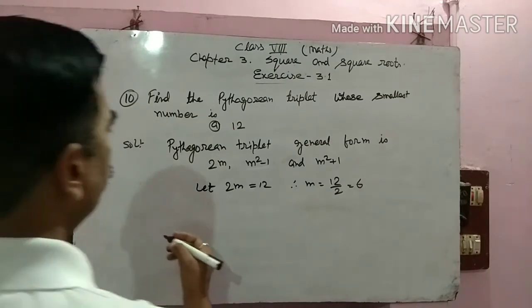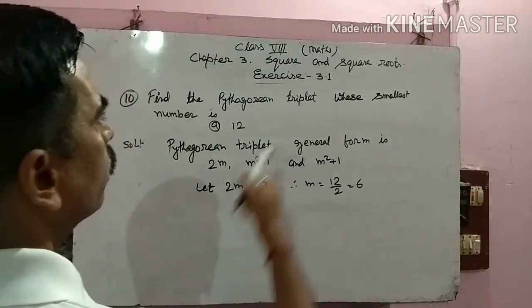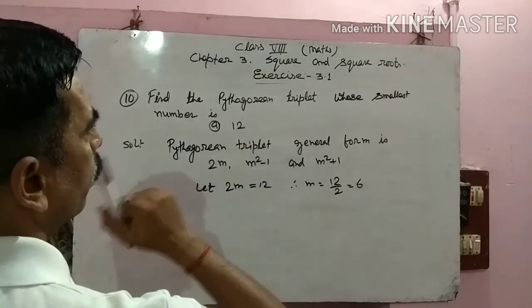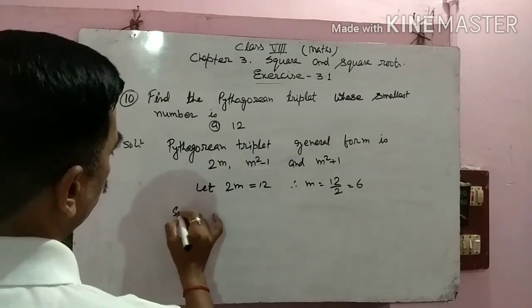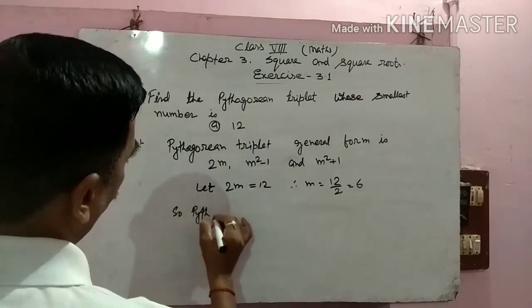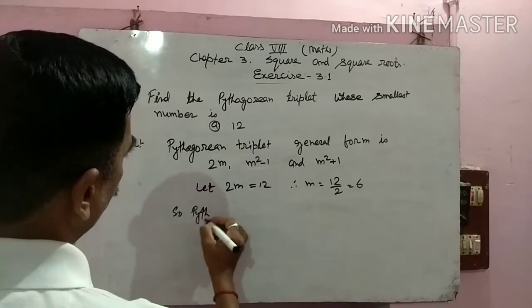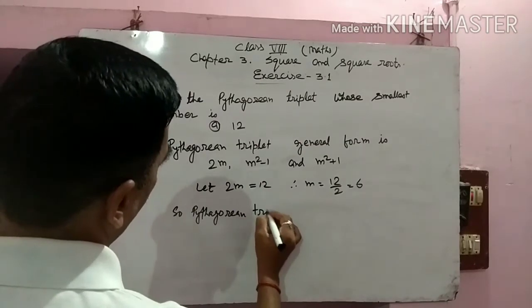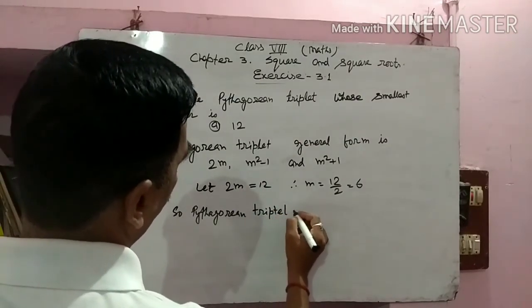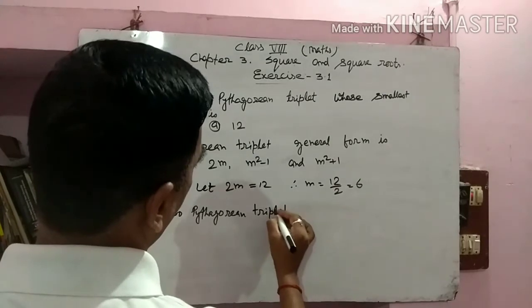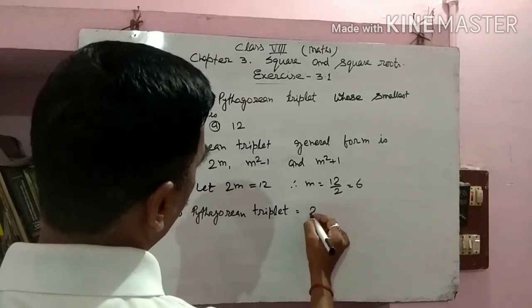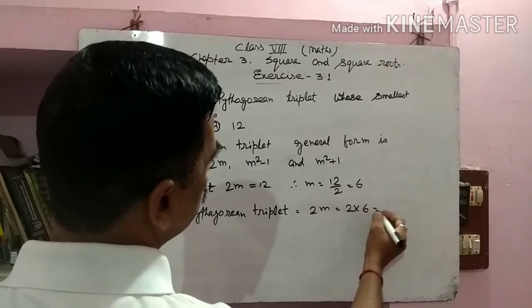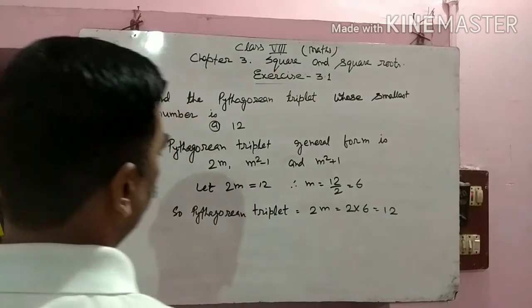Okay, so now we have to find the Pythagorean triplet. So the Pythagorean triplet is: 2m is equal to 2 into 6, which is 12.